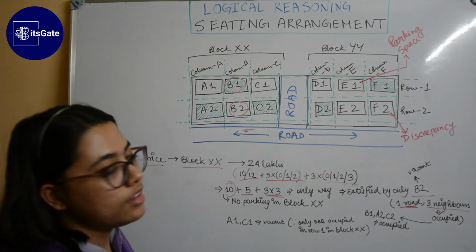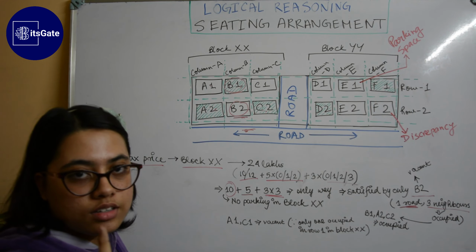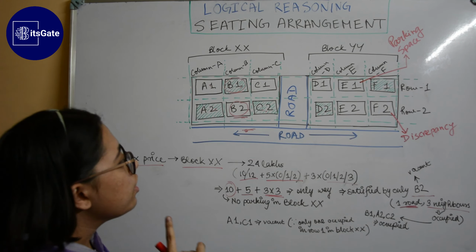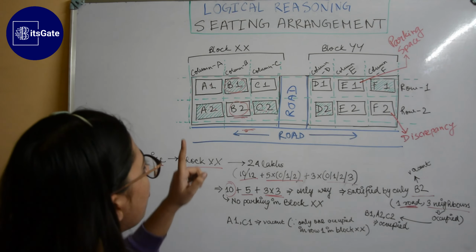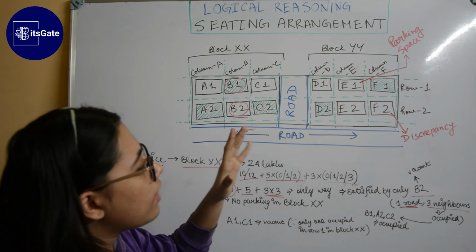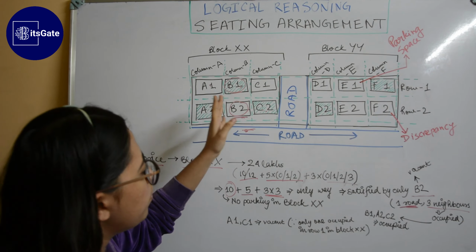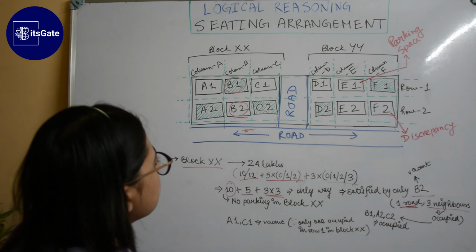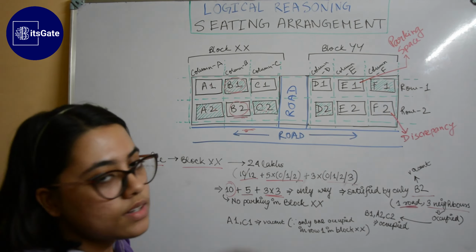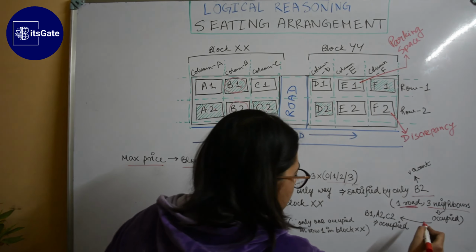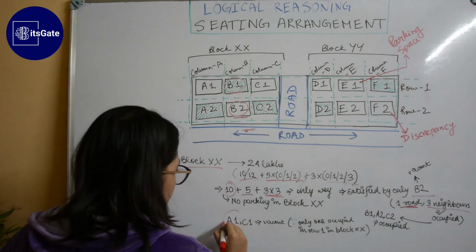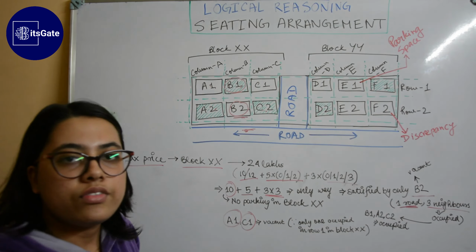Now it is said that in row 1, there is only one occupied house in each of block XX and YY. For YY we will see later, but for XX we have already found the occupied house. So it is very obvious that the other two houses will be vacant, that is A1 and C1 are vacant.